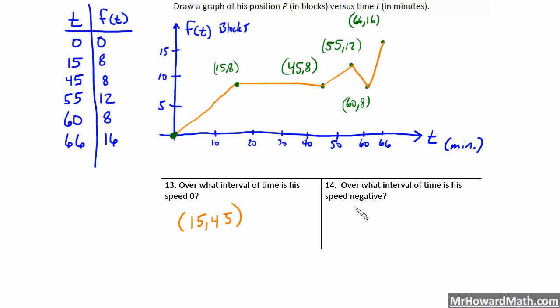14, over what interval of time is his speed negative? Well, remember the slope describes his speed in this case. So the slope is negative only in this section right there. So that would be from time 55 to time 60. Alright, easy enough. Now let's move on to the next couple of problems.